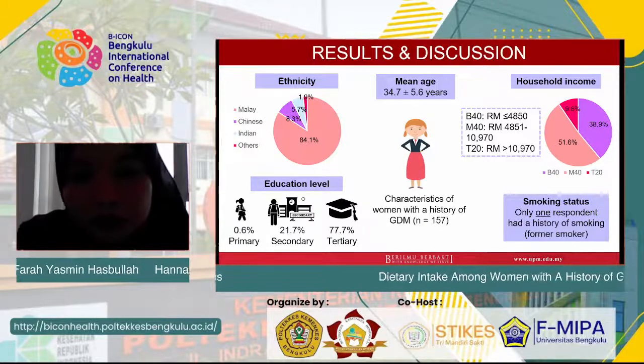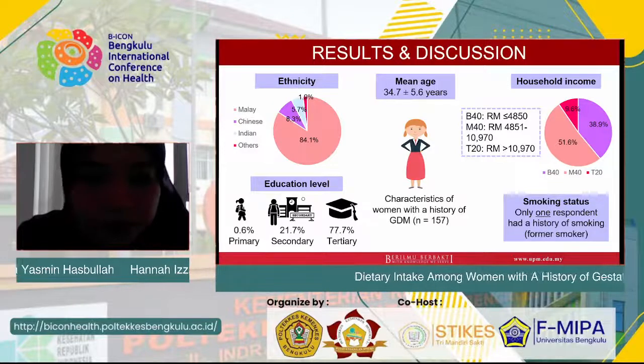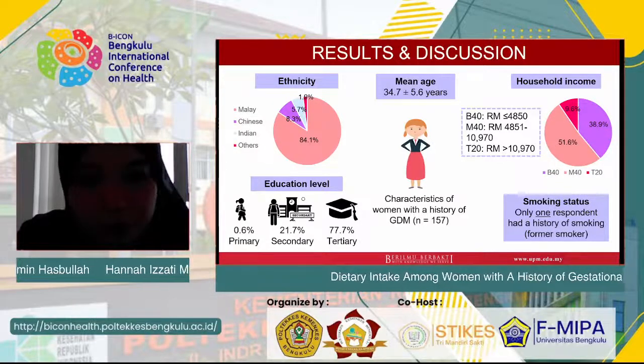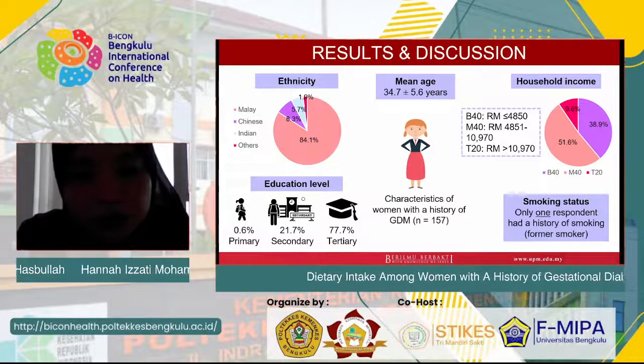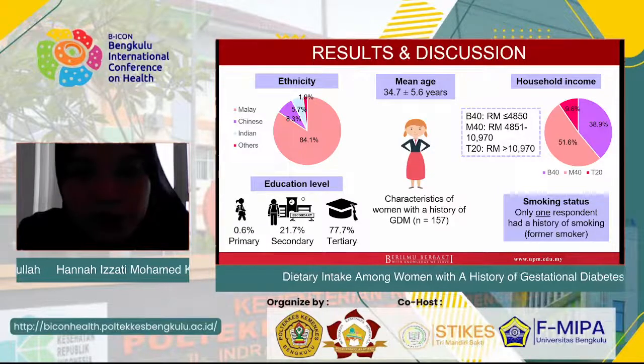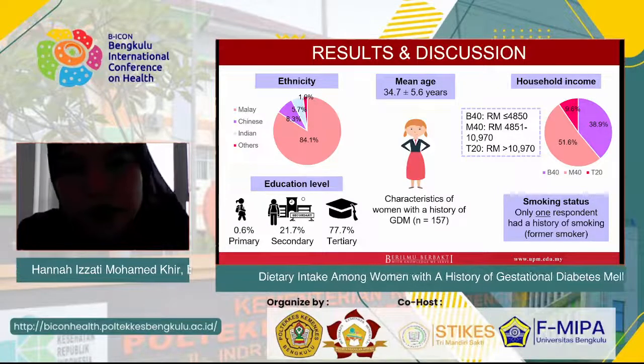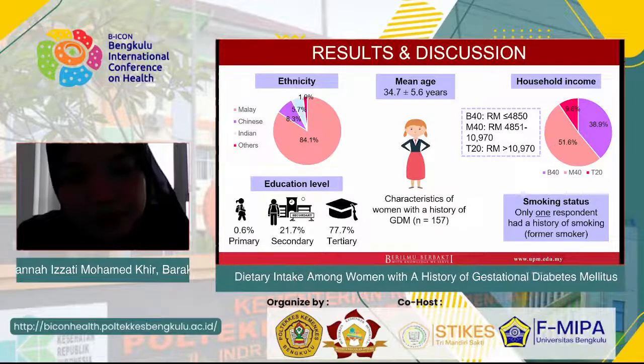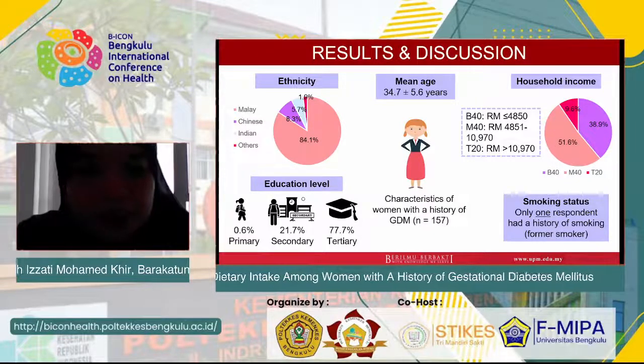And in terms of smoking status, only one respondent had a history of smoking, in which she was a former smoker, and none of the respondents were smoking during the recruitment of this study.